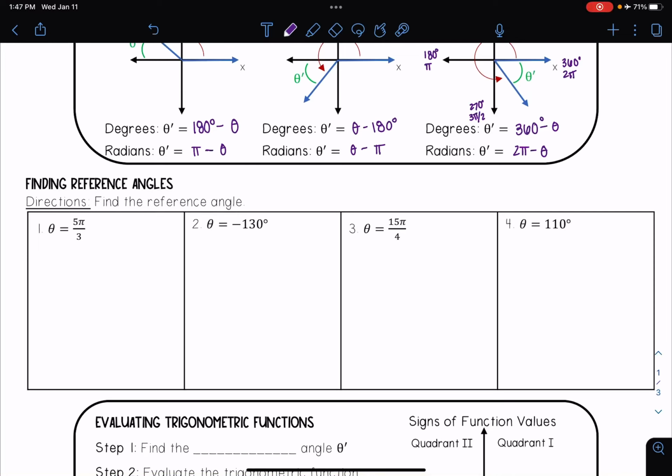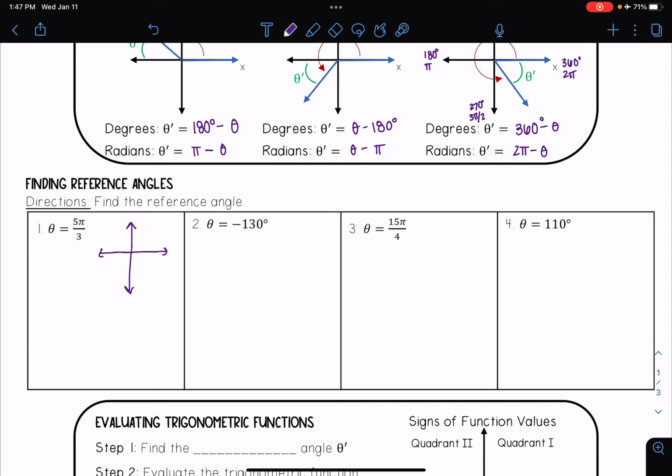So in this video, we're going to be looking at finding reference angles. I have this first one: theta is equal to 5 pi over 3, and that is written in radians. My first step is to draw this angle, because I need to figure out what quadrant it's in. What quadrant it's in is going to tell me how I find my reference angle, because that's going to be one of these three options up here.